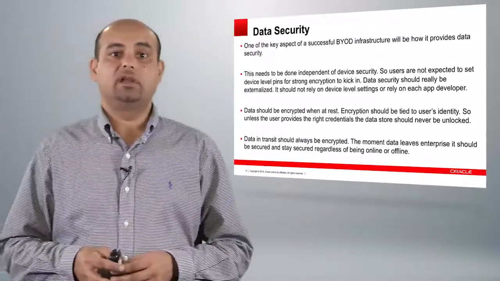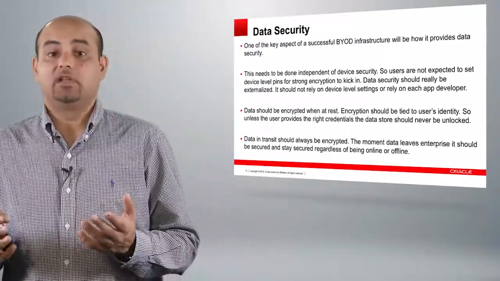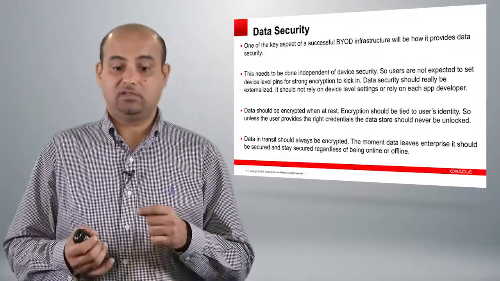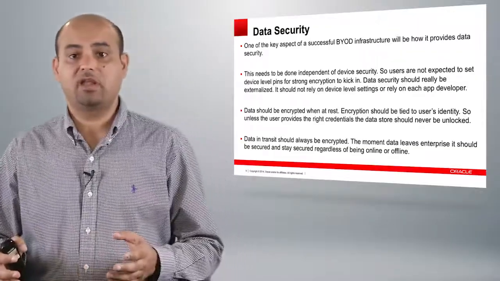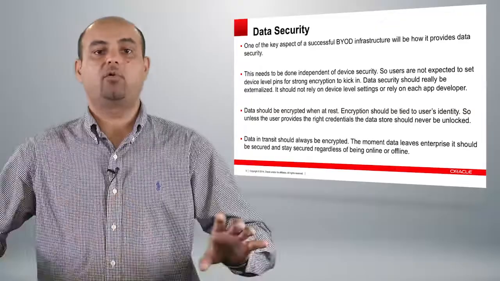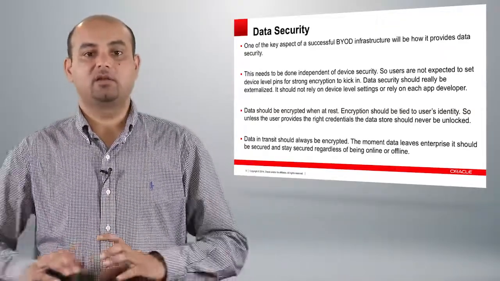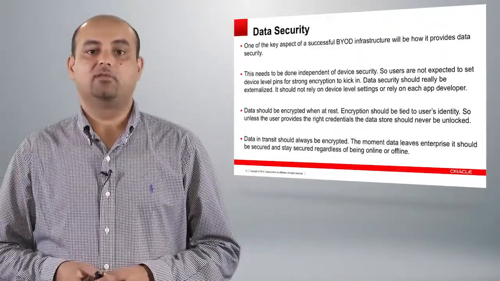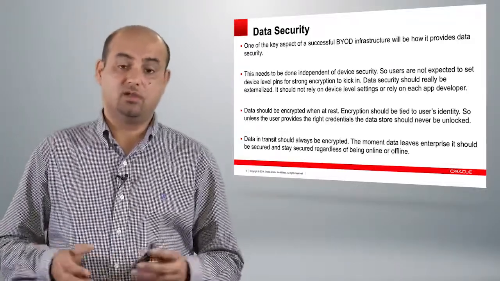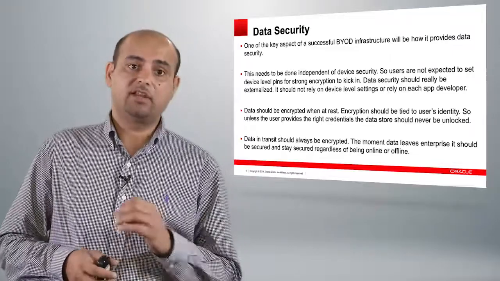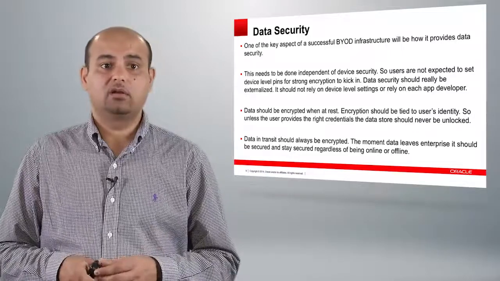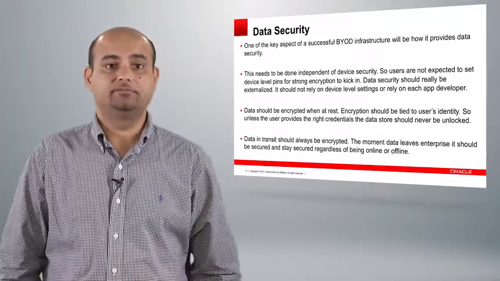So really data security should be externalized. It should not rely on device level security or rely on certain actions the user is going to perform or certain actions that you expect app developers to perform. So it should be externalized and be enforced as a common standard irrespective of which app you're trying to run with your BYOD program. And also the data in transit should always be encrypted. The moment data leaves the enterprise, it should be secure and stay secured regardless of being online or offline.